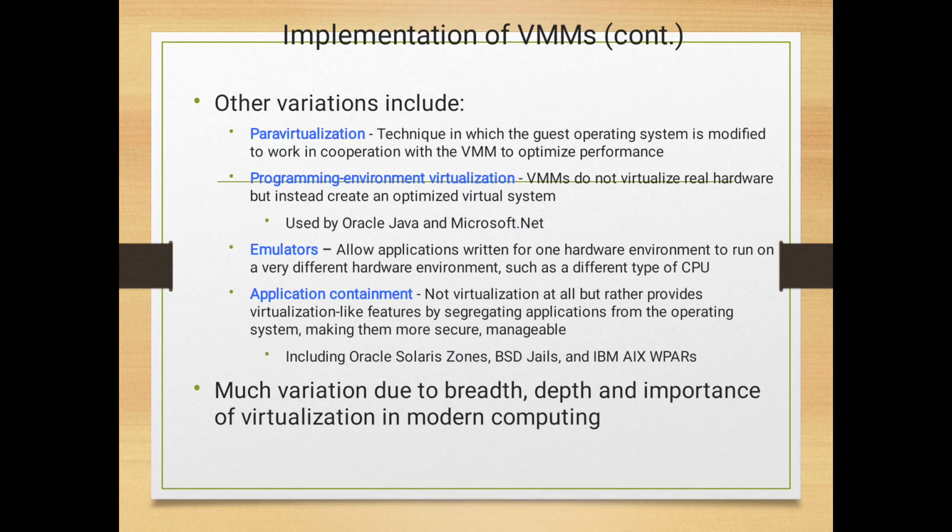The implementations also have variations, that is paravirtualization. Here, the technique is one in which the guest operating system is modified to work in cooperation with the virtual machine manager to optimize performance. In programming environment virtualization, VMMs do not virtualize real hardware but instead create an optimized virtual machine. And emulators allow applications written for one hardware environment to run on a very different hardware environment, such as a different type of CPU.